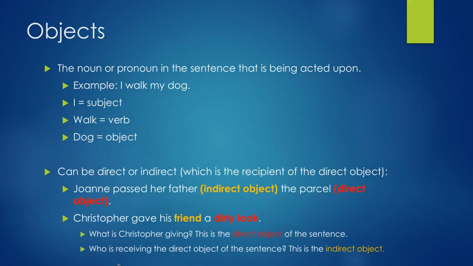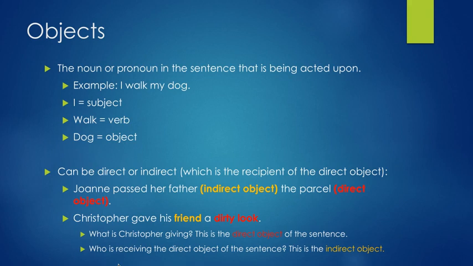You also have objects, which are not 100% necessary to complete a sentence, but they again help us bring in more information. So they do serve an important purpose, even though we can speak in full sentences without them. So it is a noun or a pronoun in the sentence that is being acted upon. So remember, if it's the subject, that person is doing the action. The object is the one being acted upon.